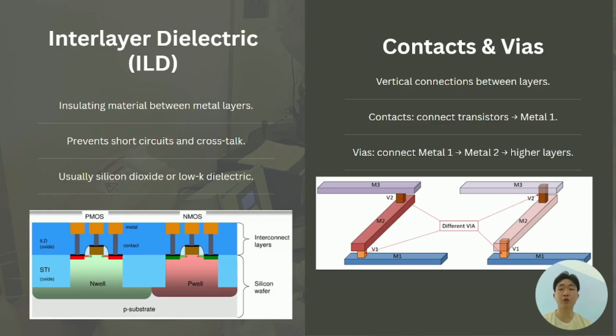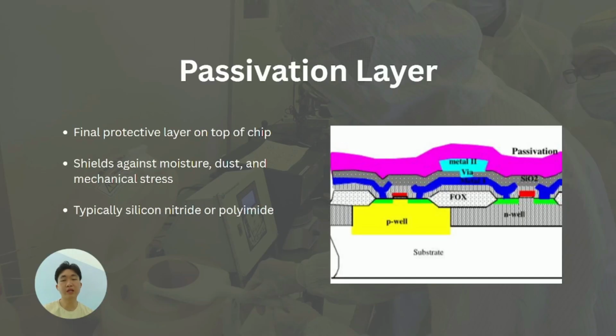As for the contacts and wires, to connect different layers vertically, contacts and wires are created by etching small holes through the dielectric. These are filled with tungsten or other conductive metals to form pathways for current between the metal layers and transistor region. Finally, for the last layer, the passivation layer is deposited over the entire wafer. It serves as a protective coating, shielding the chip from moisture, contamination, and physical damage. Only the bonding pad areas are exposed, allowing external electrical connections.